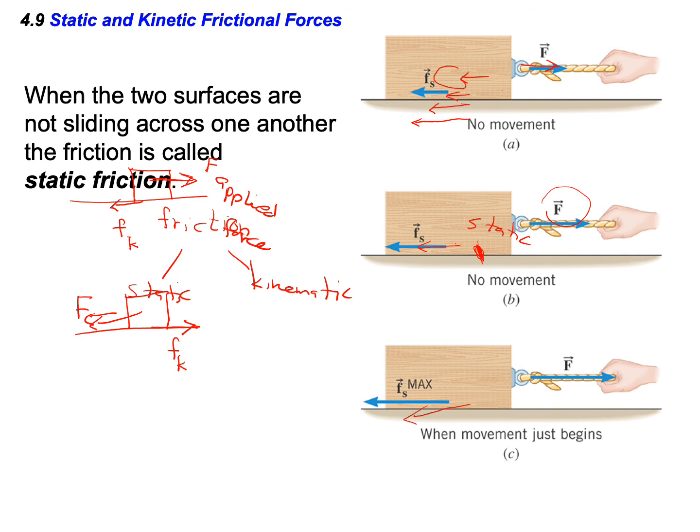Static friction. At one point, this object moves, and when the object starts moving, the friction between the two surfaces, we call it kinetic friction, and we use Fk. Kinetic friction.